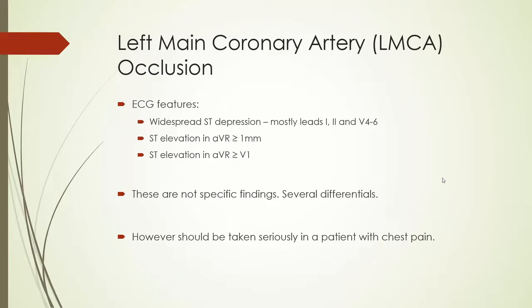So the features to be aware of with left main coronary artery occlusion are widespread ST depression, like we just saw, and ST elevation in AVR of at least 1 millimeter, or ST elevation in AVR that's greater than V1. Now, having said that, these are not specific findings. There are several differentials that you'll still need to consider, but if you've got a patient with chest pain and these ECG findings, then you need to take things very seriously with that patient.